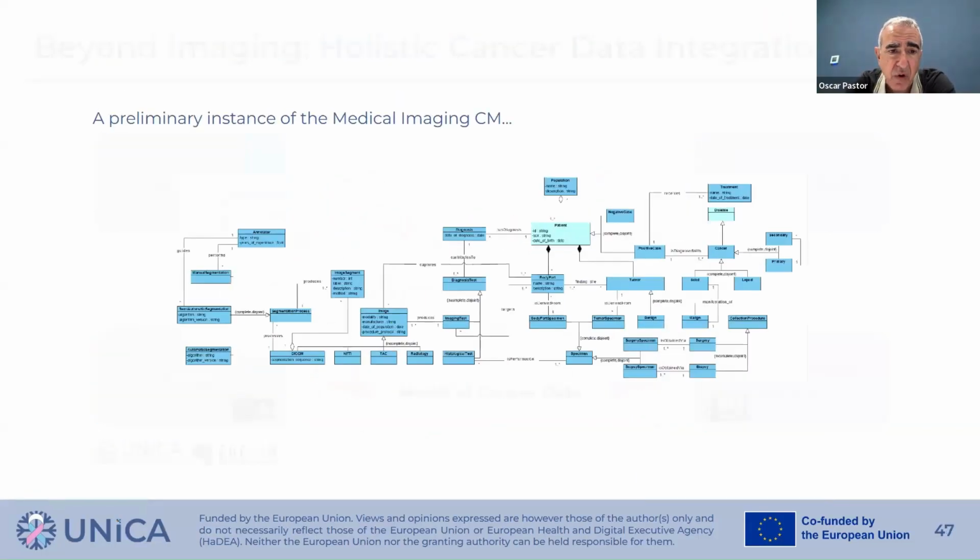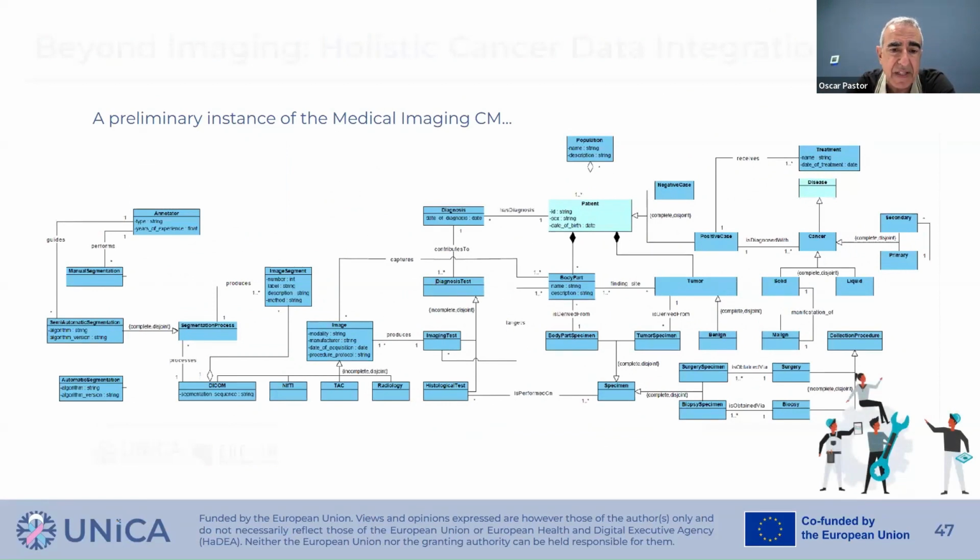But this is just one view. We were looking at the genomic perspective, but this is, for instance, a preliminary instance of the medical imaging conceptual model, where we have another component of this mega model, which should be connected with the genomic perspective and also with the electronic health record and the lab data, to give us this holistic perspective of clinical data that in UNICA we want to explore in depth, starting, as I said, from the imaging perspective. So this is why we go to the next one, Julia.